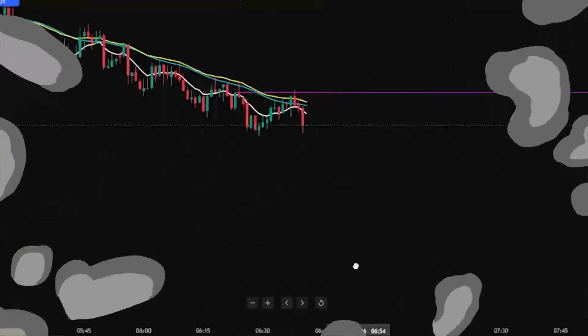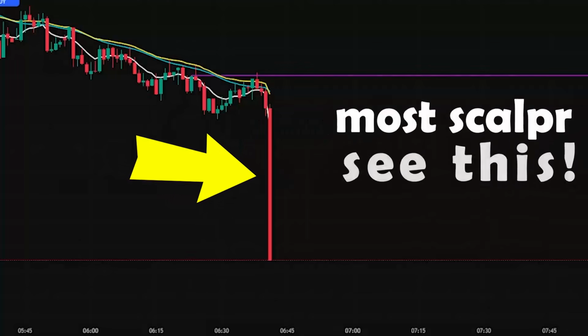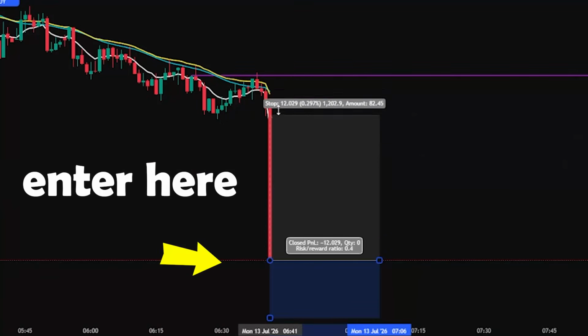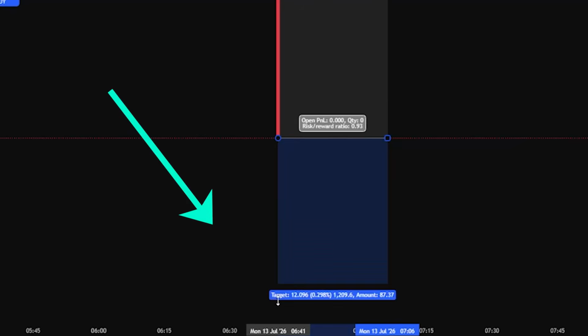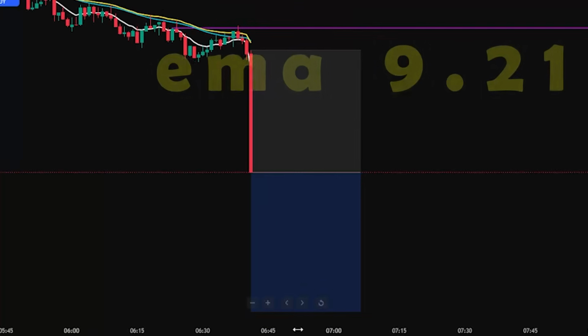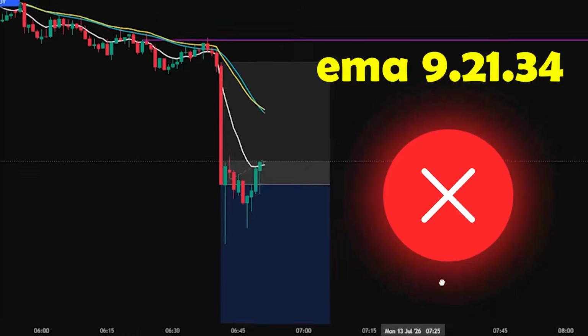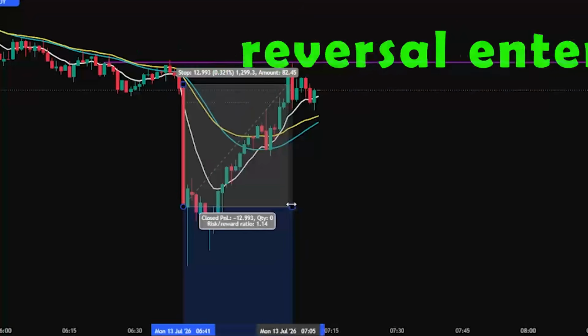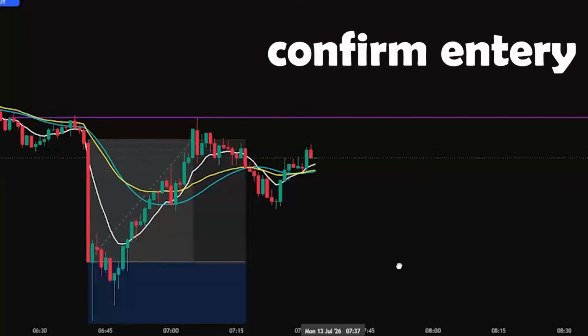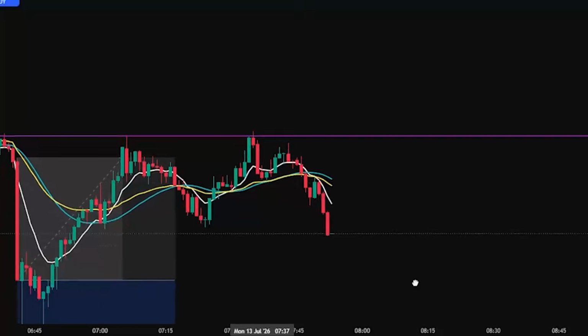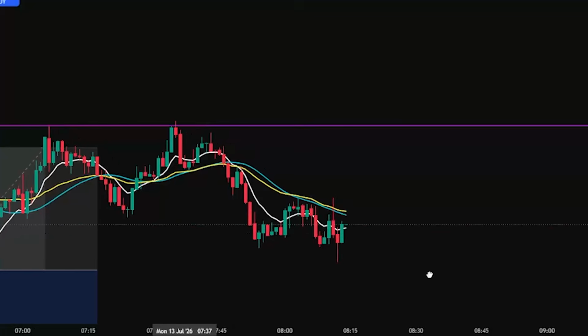Gold crashes fast. Most scalpers see the candle and press sell immediately. That's exactly where they get trapped. This simple 1-minute EMA 9/21/34 setup waited for the retracement, confirmed the entry, and caught the continuation move. Let me show you the exact rules.